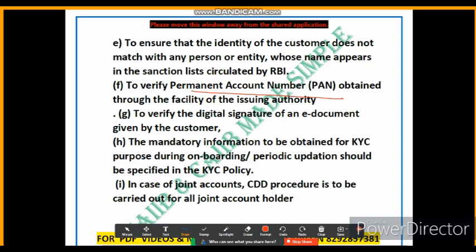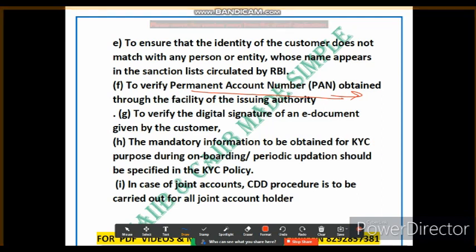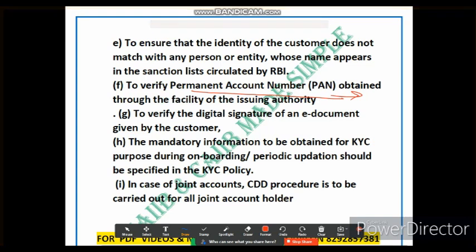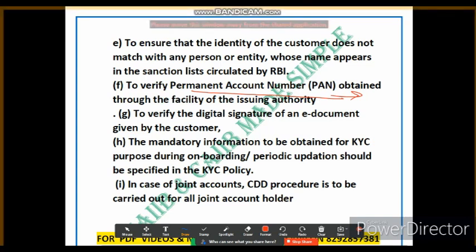So let me give you an example. When a customer provides their PAN number during the account opening process, the bank should validate it by verifying the details with the issuing authority, which is the Indian Income Tax Department. So this verification confirms the authenticity of the PAN and helps the bank maintain accurate records and comply with the regulatory requirements.